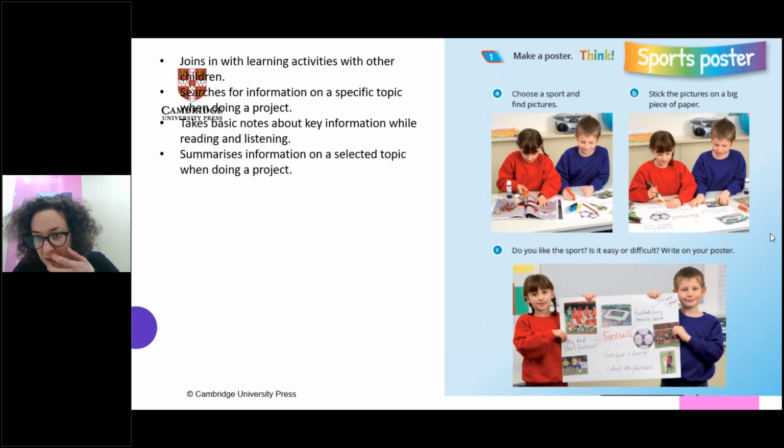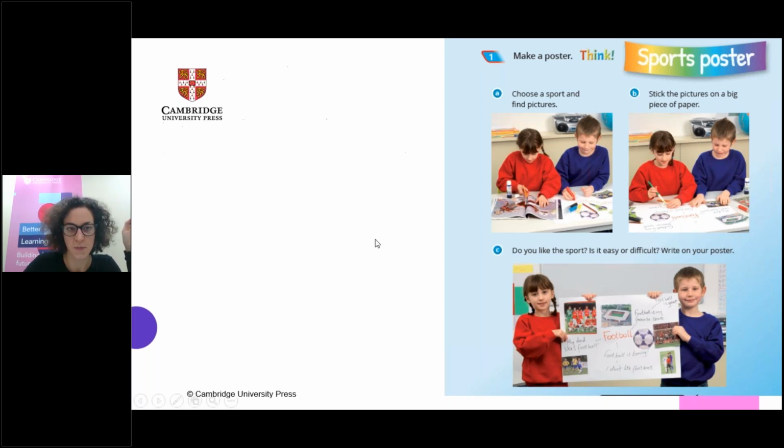Reflecting, evaluating, reflecting, taking control. Okay, unfortunately, I have to tell you that this is practicing practical skills for participating in learning. And let's look at this. So, joins in with learning activities with other children. This is about a skill to participate in learning. Summarizes information, takes notes, and so on. So this is just participating.